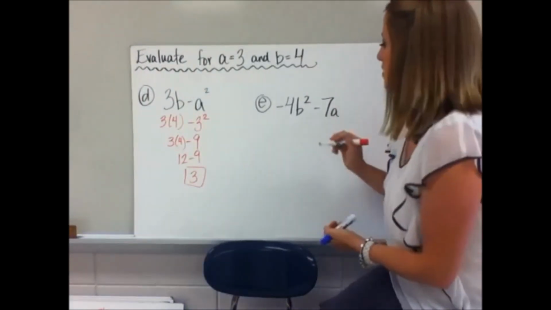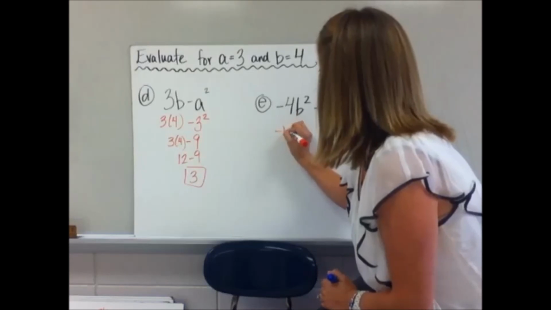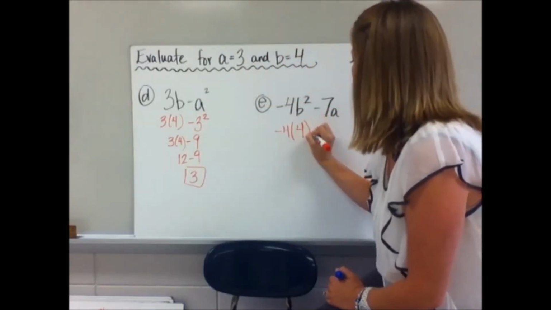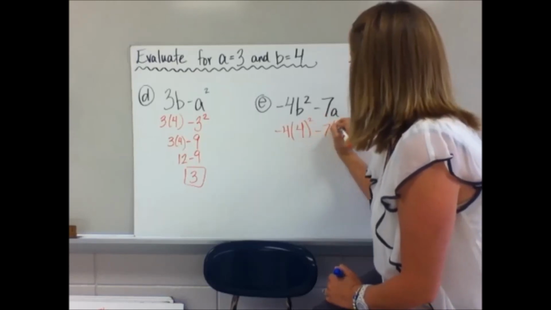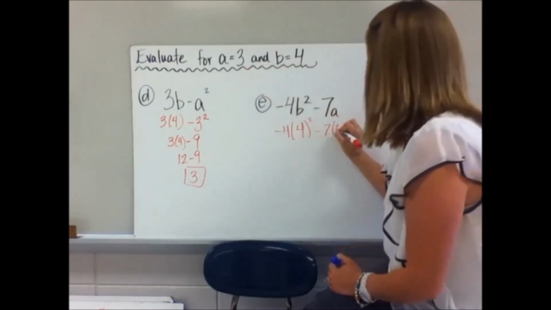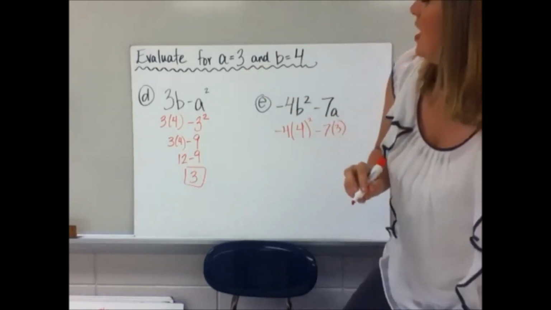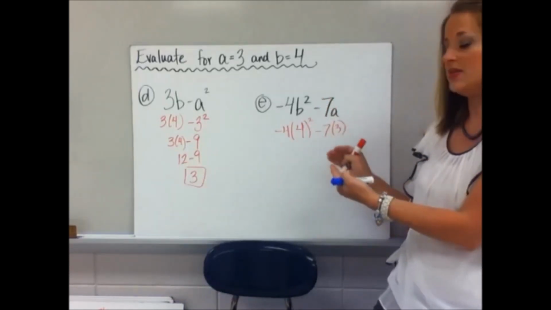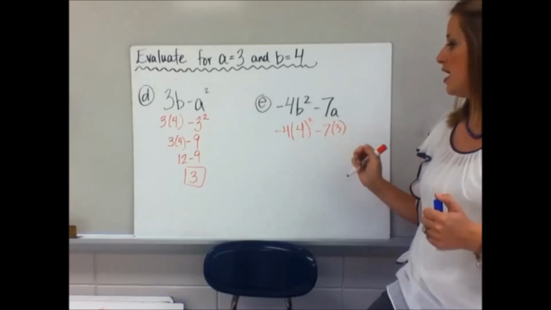On part E, I'm going to start by substituting it in. So negative 4 times B squared. B is 4. Minus 7 times A is 3. Working the exponents. And actually there are parentheses, but there's nothing inside the parenthesis to be done. So we're going to go to exponents.